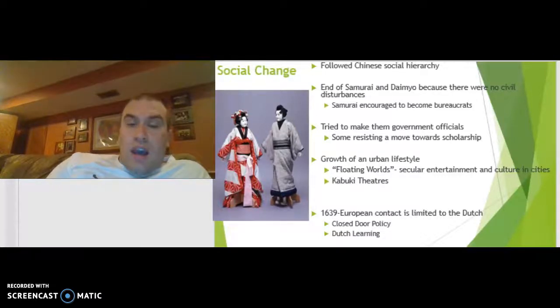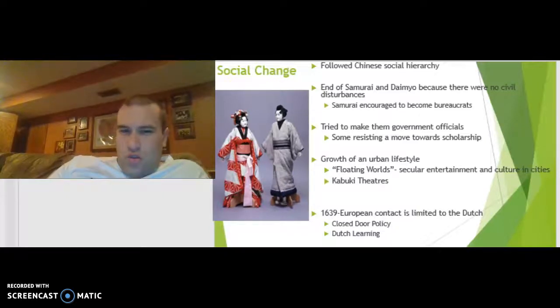Japan is a very urban society as a whole, so this is kind of a cultural, social change. They have very much these floating worlds. Floating worlds are basically puppet theater that they would have, and you can see the puppets here. It provides entertainment and culture in the cities, and they also have kabuki theaters, which combine singing, dancing, and staging and a lot of improvisation. These things are catching on as a major cultural influence on Japan.